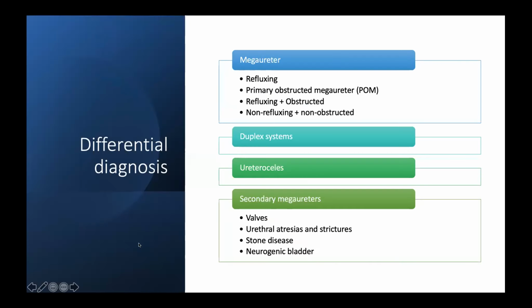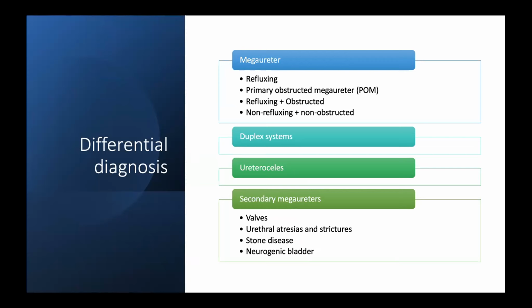So when we're thinking about a hydroureter, with or without hydronephrosis, although most of them do, your differential is a megaureter, and this can be subclassified into megaureters that reflux.